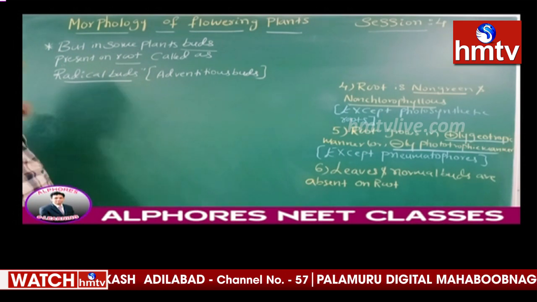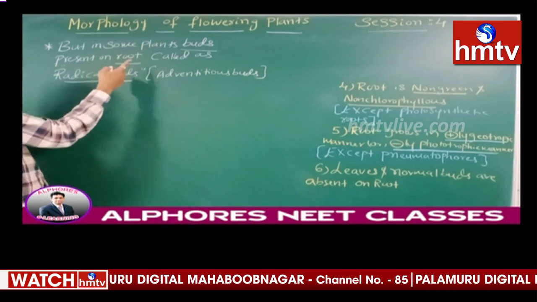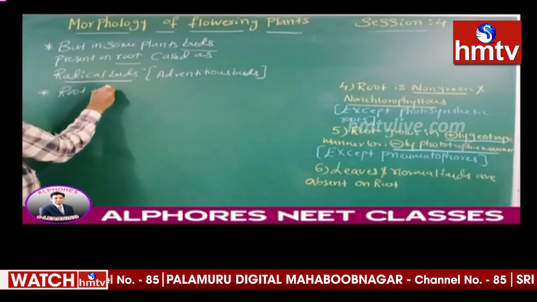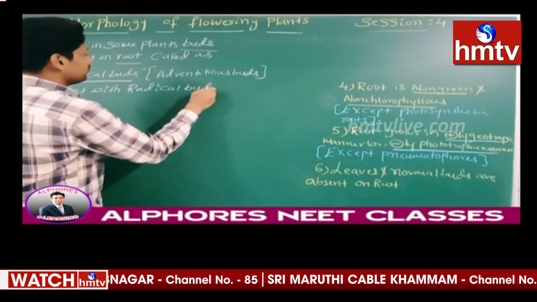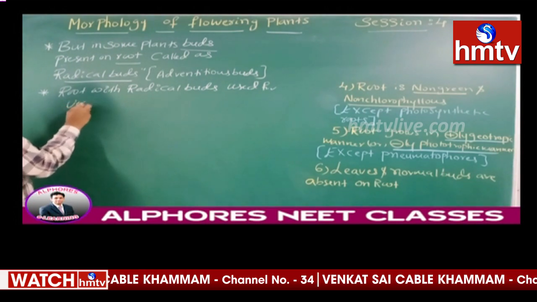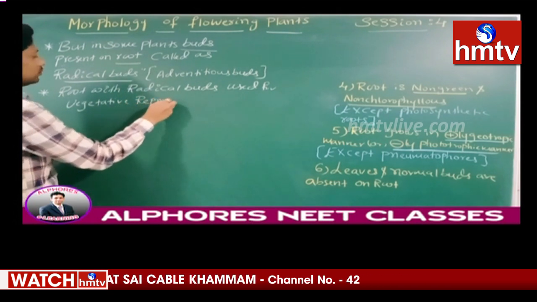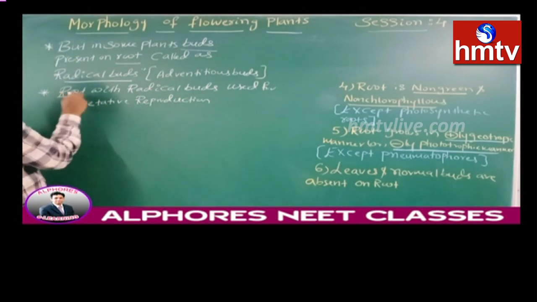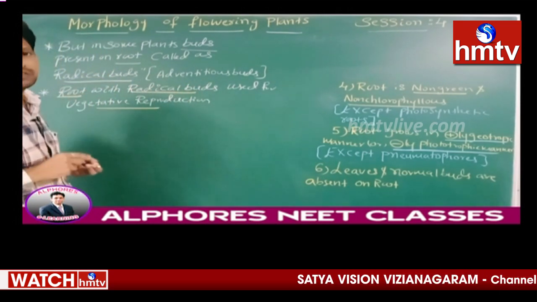Is it okay? Right? The root which has these radical buds is used for vegetative propagation. Therefore, a root with what, sir? Radical buds. A root with radical buds is used for what? Vegetative propagation or vegetative reproduction. Is this statement okay? Therefore, roots with which buds? Radical buds. They are used for vegetative propagation or vegetative reproduction.